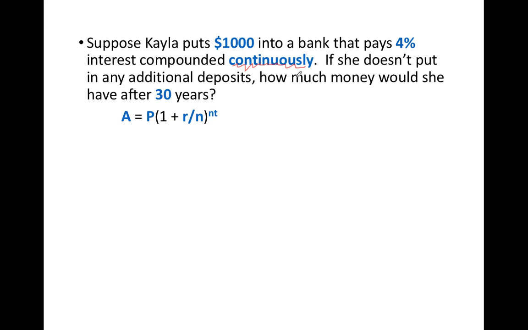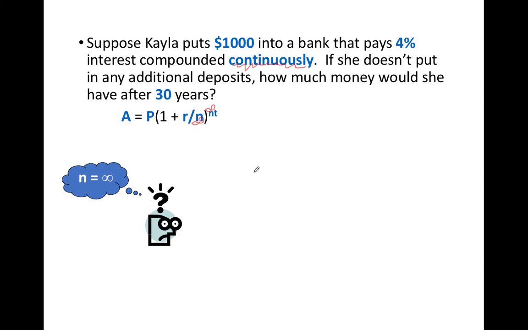The problem is, what do I put in for n? How many times am I getting interest? Infinity times. The thing is, infinity is not a number. You can't divide 0.04 by infinity, and you can't put infinity up here and multiply it times 30. Well, that's where calculus came to the rescue.